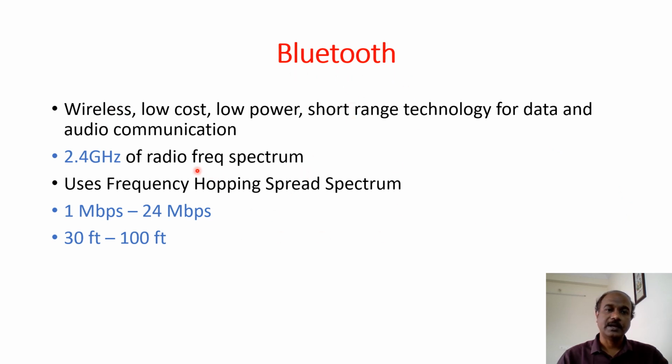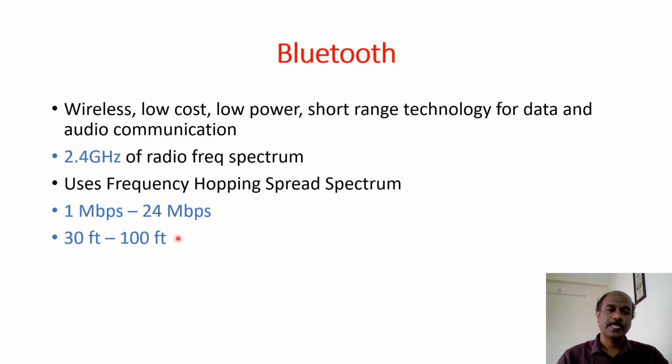Bluetooth is a wireless, low cost, low power, and short range communication technology which can be used for communication between an embedded system and any other external peripheral. This Bluetooth uses 2.4 gigahertz of radio spectrum. So it works with this frequency, 2.4 gigahertz of radio spectrum, and it uses the technology that is called frequency hopping spread spectrum.